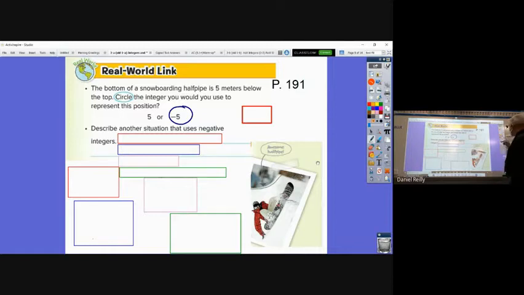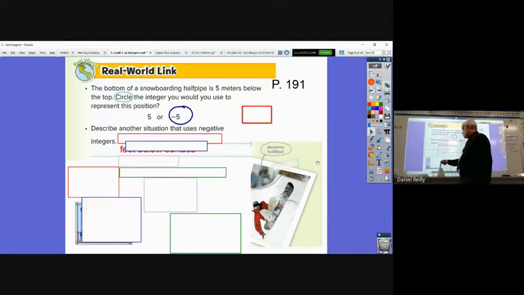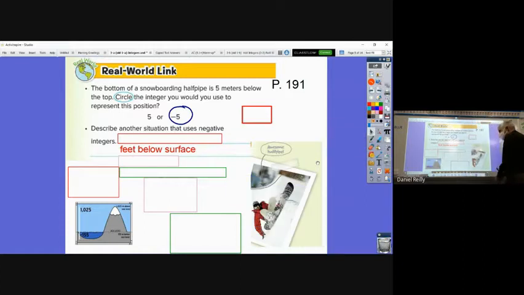What are some other places where we use negative numbers? Rachel. When you're comparing something to sea level, a mountain is above sea level and water depths below sea level might be represented by a negative number. Okay, that's a good one.